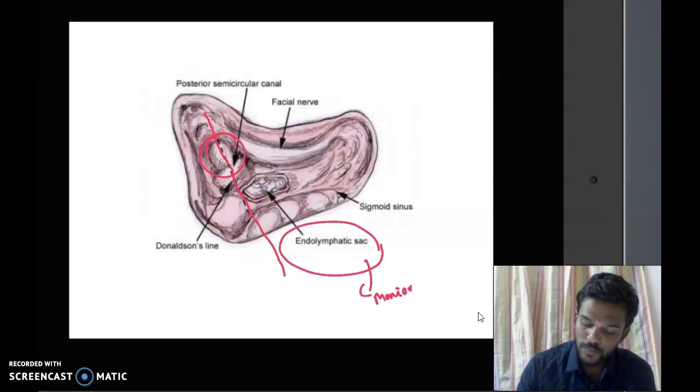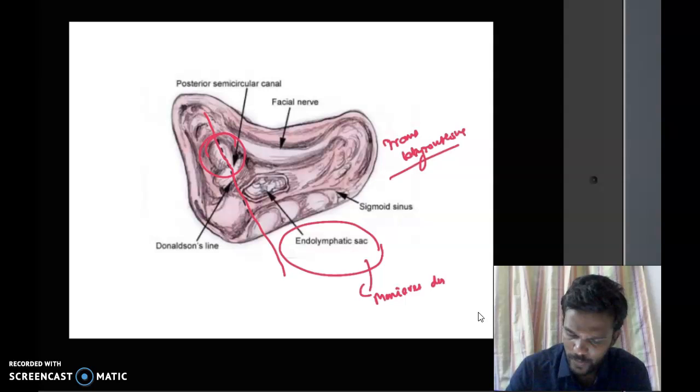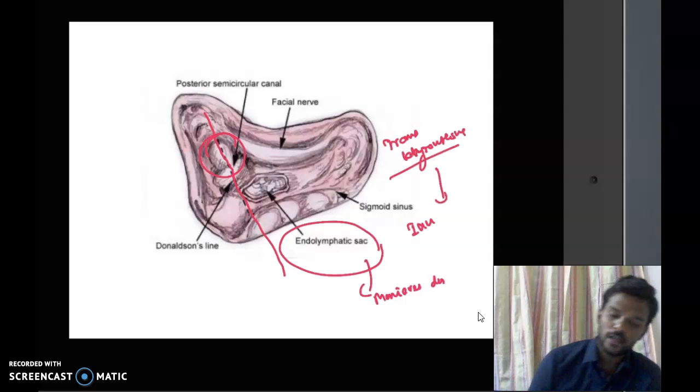and also in the translabyrinthine approach. Also, when we are approaching the inner ear, we can reach the inner ear through the Donaldson line.